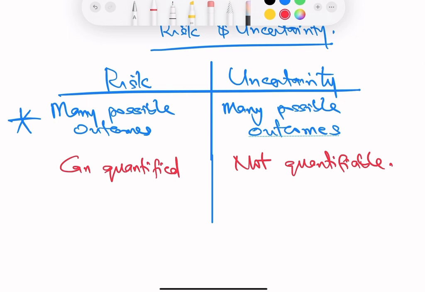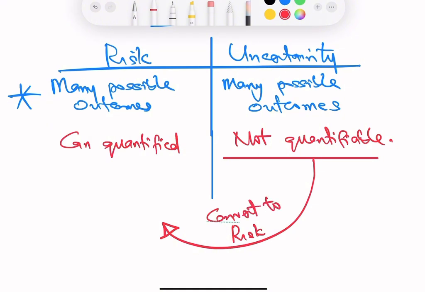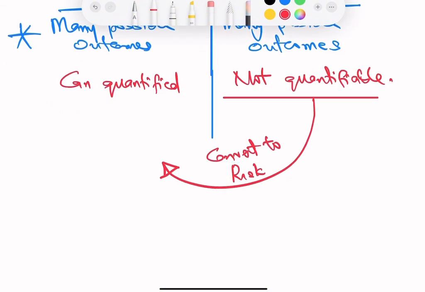However, that is not an excuse to ignore uncertainty. We still have to do what we have to do so that we manage it. So what do we have to do? We have to find a way to quantify it. So what we're saying is we need to find a way to turn it to risk. So we need to convert to risk. And how do you want to do that? The only way to do that is to go into what I will call market research.